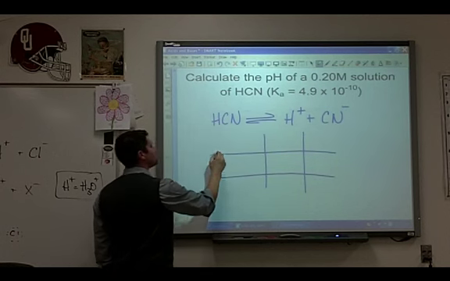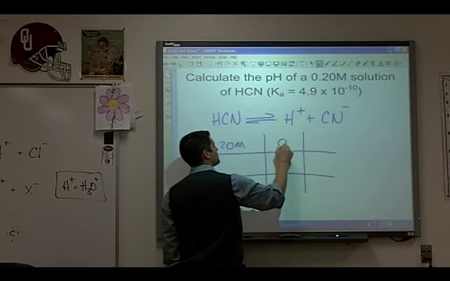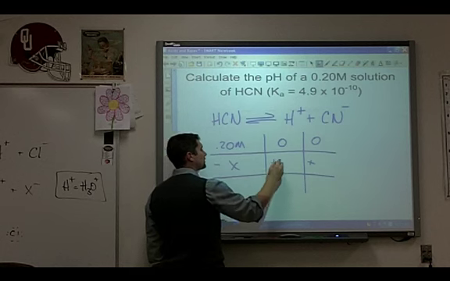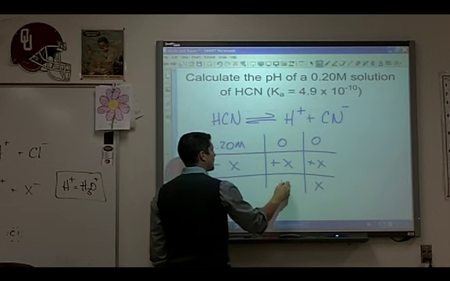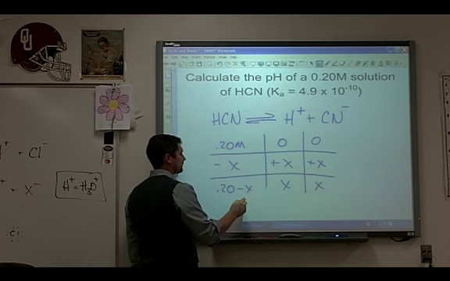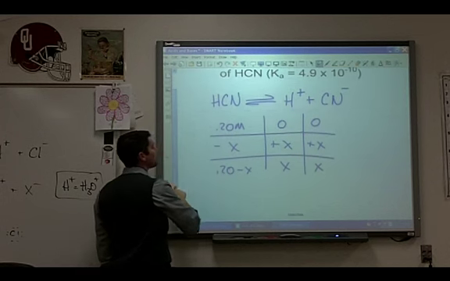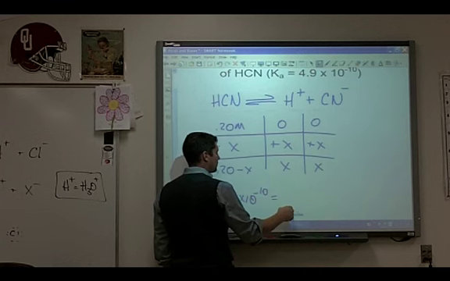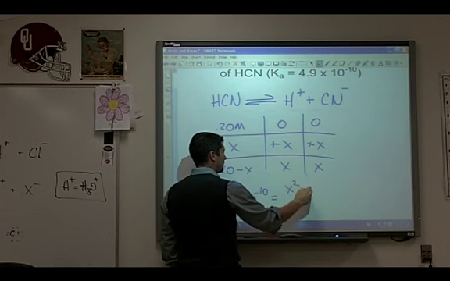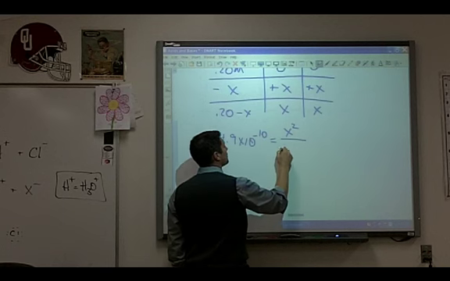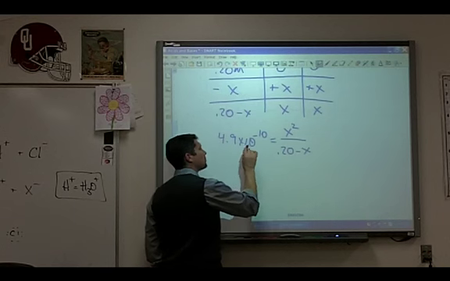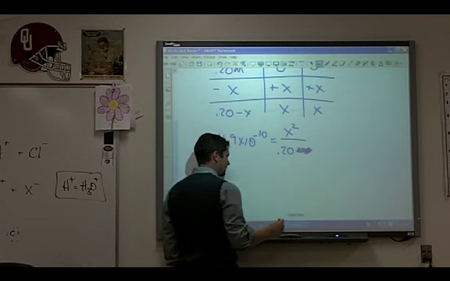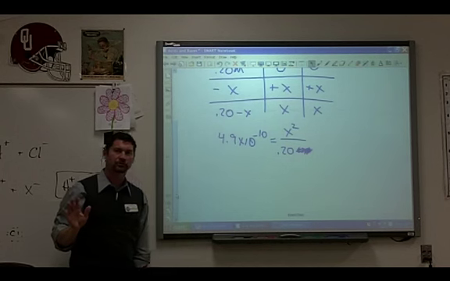Okay. This is 0.20 molar. This is 0, this is 0. This side has to gain, this side has to lose. This is going to lose x, gain x, gain x. This is x, 0.20 minus x. So Ka, which is 4.9 times 10 to the negative 10th, equals this times this over this. And this is so small that I can do what? Get rid of that right there. Okay? Does that make sense so far?